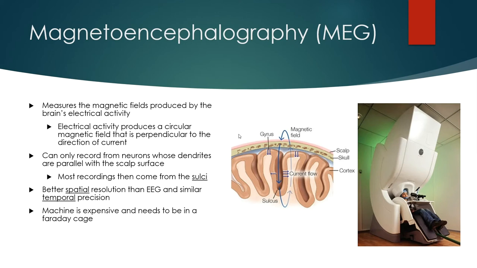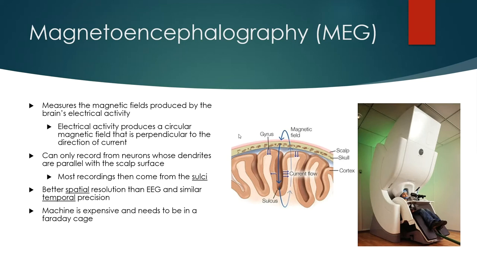The other huge limitation of this is that this machine is extremely expensive. You have to build an entire Faraday cage around it, like we mentioned, that blocks out all of the magnetic influences. So it's blocking out the magnetic field of the earth that the machine will pick up on, and any magnetic fields from electrical equipment. So this is very susceptible to that type of noise. This isn't a really widely used technique because of these limitations and how expensive it is, and because you can get better results with MRI, but there are some studies that we'll talk about throughout the course that use MEG.